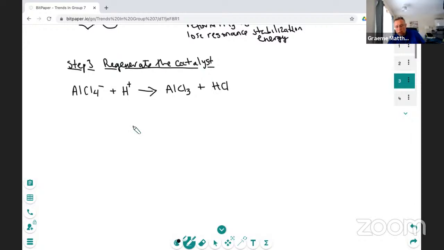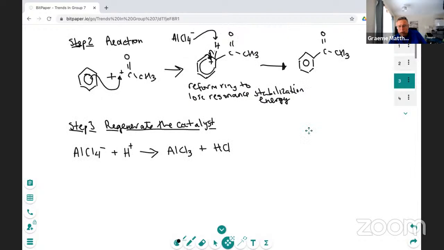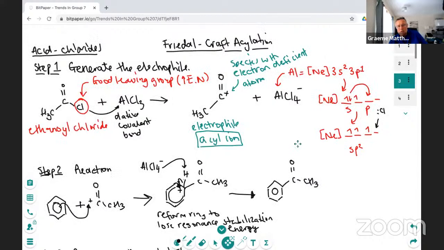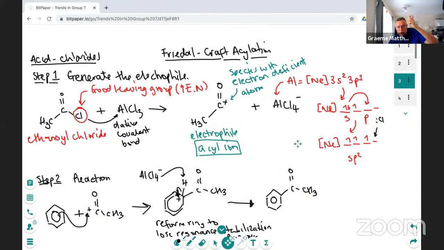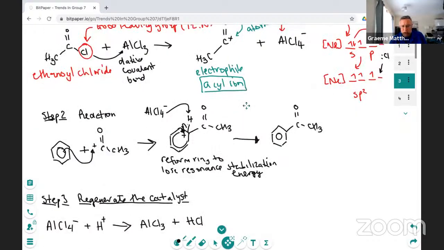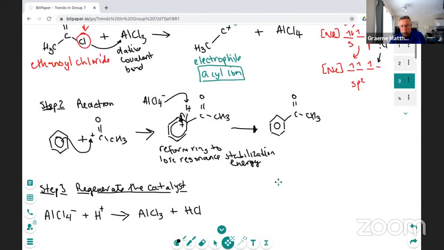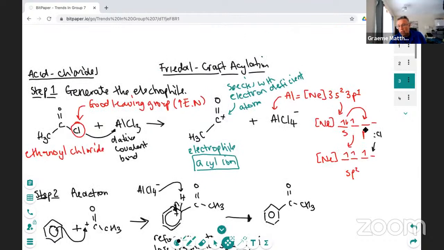Now, it did look to be a little bit of an intimidating mechanism, but it isn't, because you know what? It's the same thing all the time, chemists. Step 1, generate the electrophile. And the very first one, this is the one you just got to commit to memory. After you figured out what it is, you just commit to memory, right? Step 2 is the reaction. All right, you react it with the benzene ring. And then step 3 is when you regenerate the catalyst. Yeah? So this is the one with ethanoyl chloride.